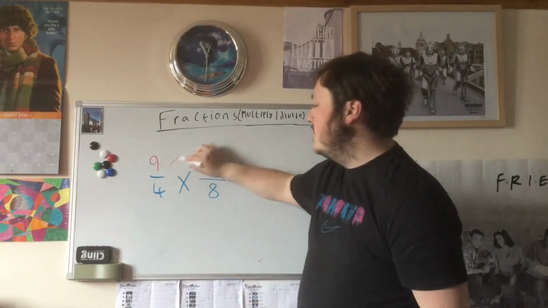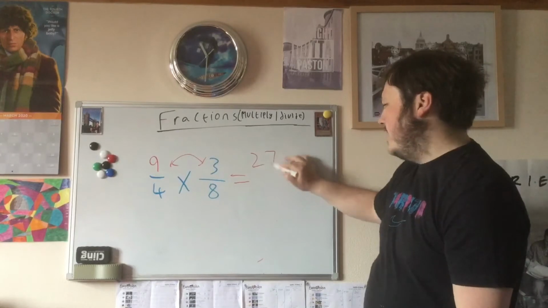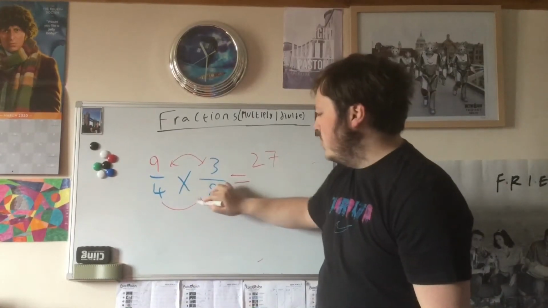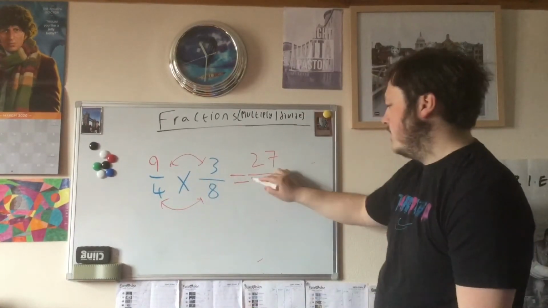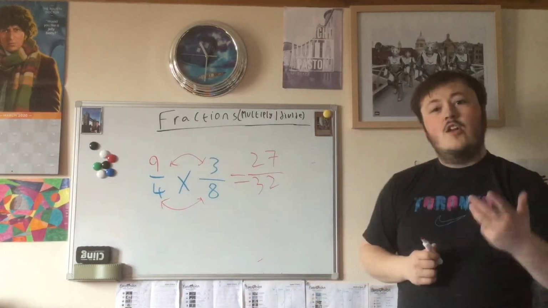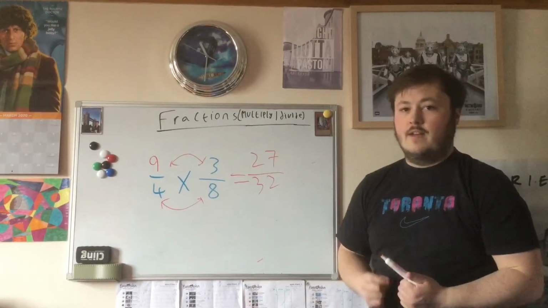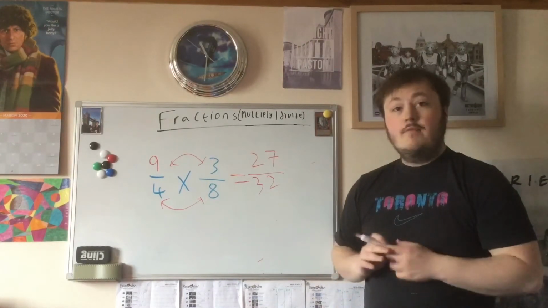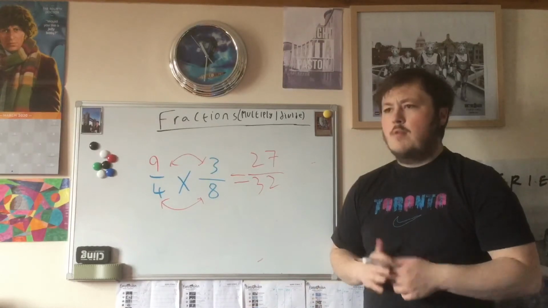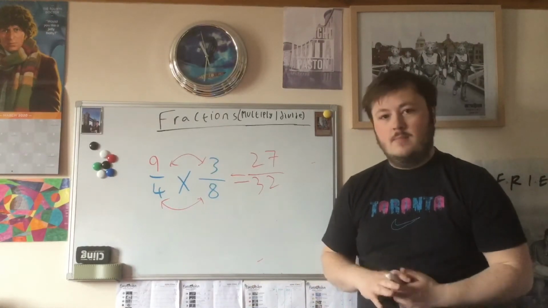So now we times them together. We times our numerators together. What's 9 times 3? 27. What's 4 times 8? 32. Do we need to simplify? No, we just keep it like that because there's no numbers that go into each other. And see, once you get through the hurdles of the mixed numbers or the improper fractions, multiplying fractions is no different to any other problem.